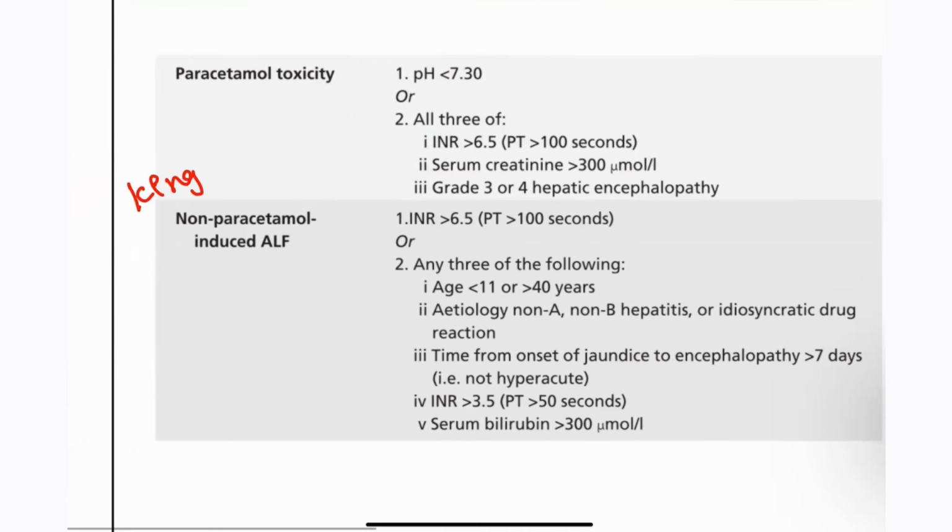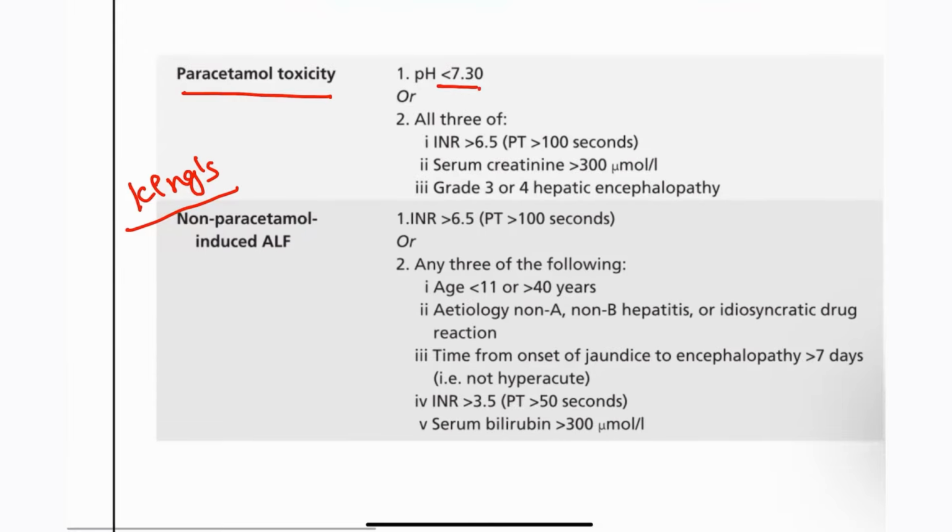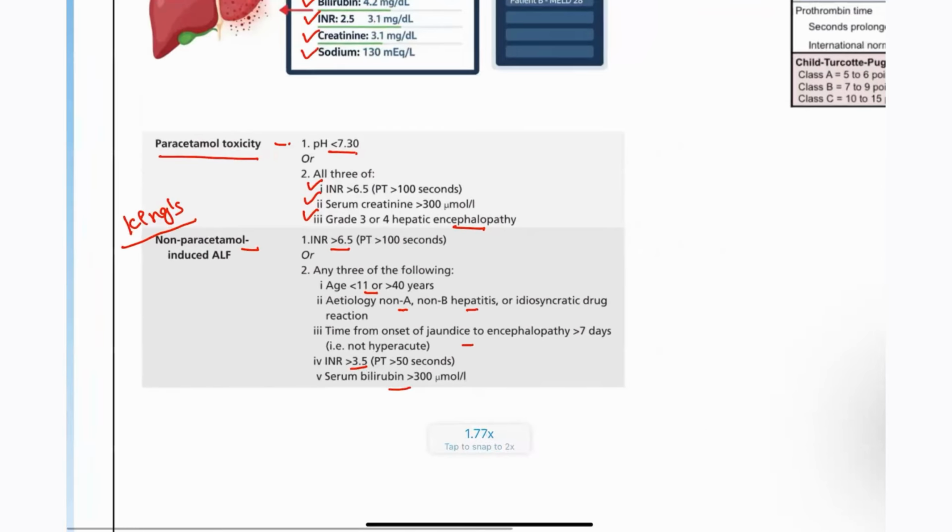Next, this is known as King's College criteria. Either the patient has paracetamol toxicity or non-paracetamol induced acute liver injury. If the pH is less than 7.3, or INR, serum creatinine, or grade 3 encephalopathy, this is for paracetamol toxicity. Non-paracetamol: INR more than 6.5, or patient age less than 11, etiology other than hepatitis causes, time of onset, INR more than 3.5, and serum bilirubin. These are the criteria for paracetamol poisoning.